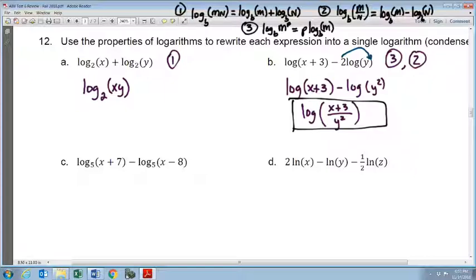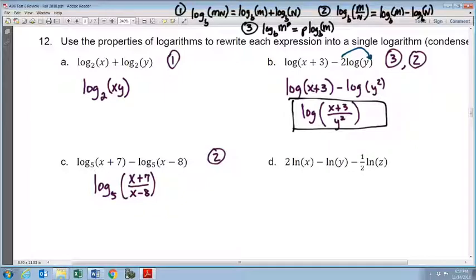Notice on letter C, all we have to do is the quotient rule. There's nothing else to do here. So just property 2, and we're done. Now, sometimes students on a problem like this will write log base 5 of x plus 7 over the log base 5 of x minus 8, and we end up with a log over a log, and that's incorrect. The only time we're going to have a log over a log is when we were using the change of base formula. But with the quotient rule, it's the log of the quotient, x plus 7 divided by x minus 8.